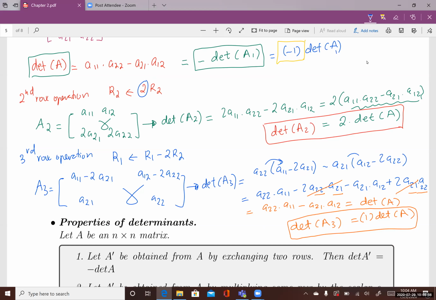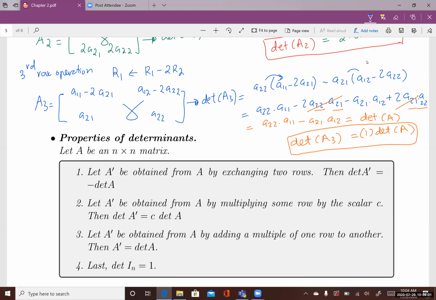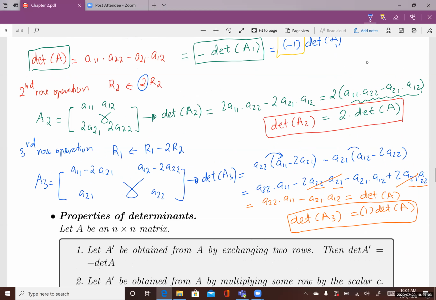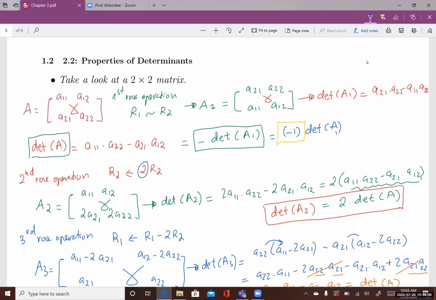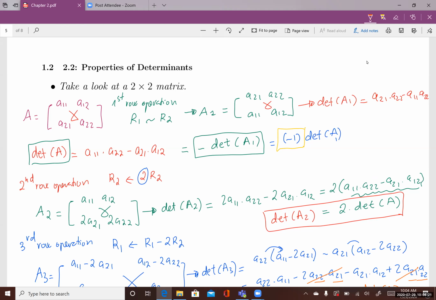So that's one property of the determinant related to row operations. And keep in mind that for each row operation, you will have a corresponding elementary matrix. Let's say for the first row operation, the elementary matrix is E1. If you interchange row 1 and row 2, it should be 0, 1 and 1, 0 here.